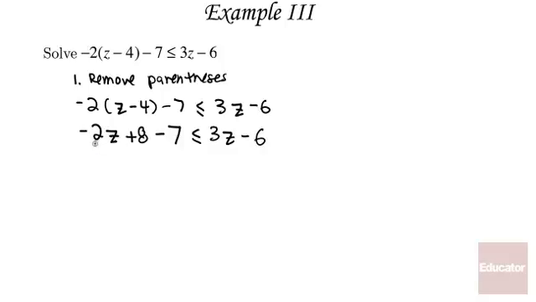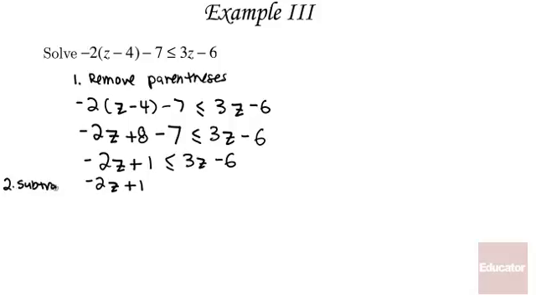To simplify this a bit more, what I'm going to do is combine like terms. So I'll get negative 2z, 8 minus 7 is 1, plus 1 is less than or equal to 3z minus 6. I want to move the 1 to the right side, so negative 2z plus 1. In order to do that, I'm going to subtract. So my second step is subtract a negative 1 from both sides, after, of course, simplifying as we did.